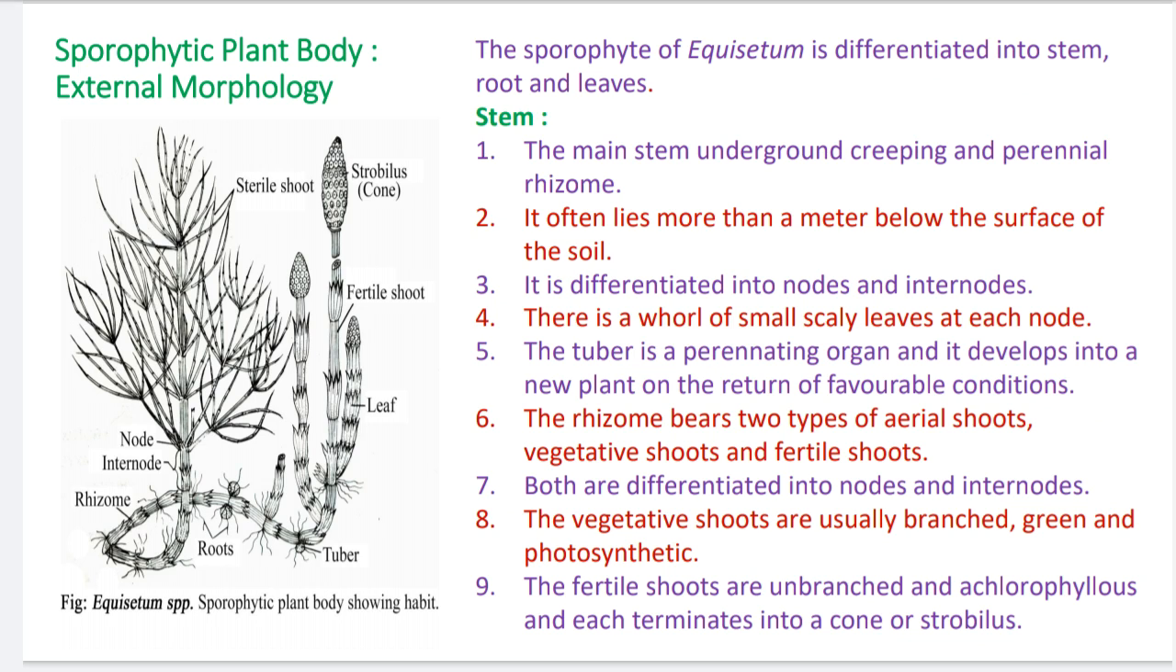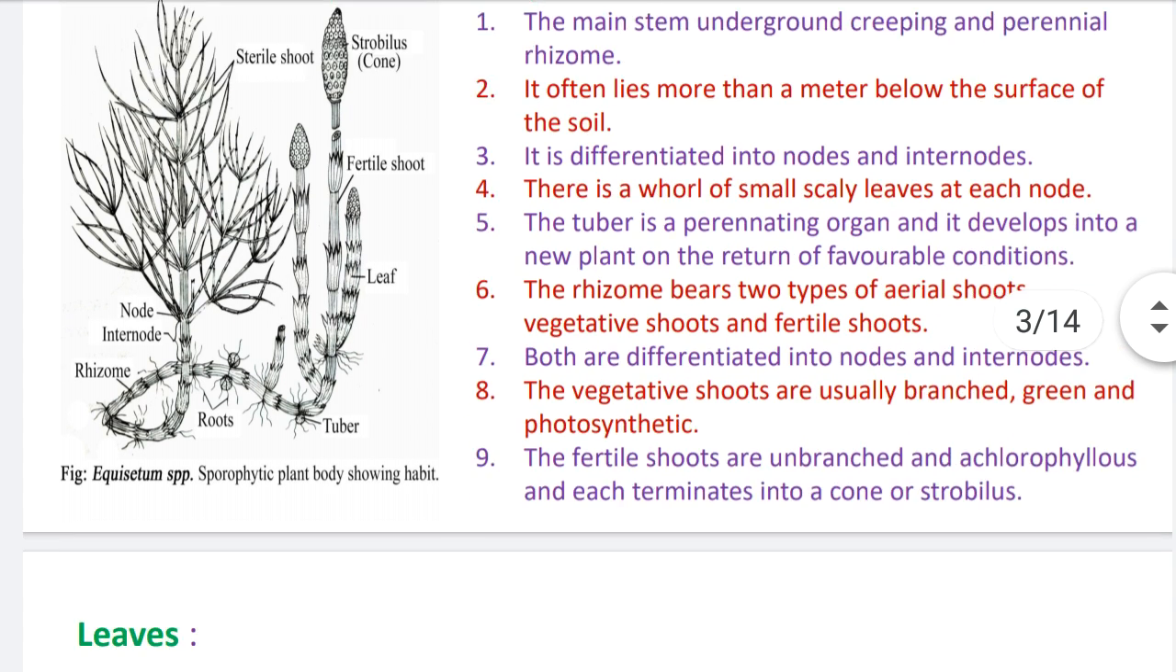Number 8, the vegetative shoots are usually branched, green and photosynthetic. The vegetative shoots means sterile shoots. They are branched, green and photosynthetic in nature. Number 9, here leaves are very small. They are scaly, so the stems or shoots are involved in the photosynthesis, particularly the vegetative, meaning sterile, shoots. Number 10, the fertile shoots are unbranched and achlorophyllous. Each terminates into a cone or strobilus, and at the tip they produce the cone or strobilus.